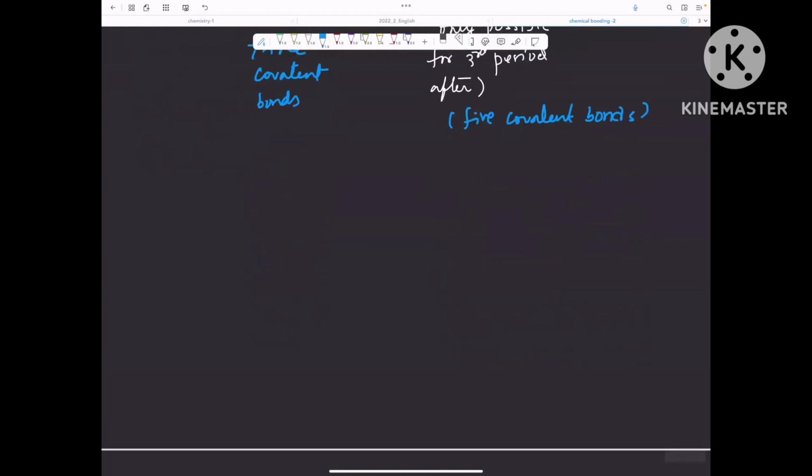Now moving to the 16th group: oxygen, sulfur, selenium, tellurium, with configuration ns2 np4.